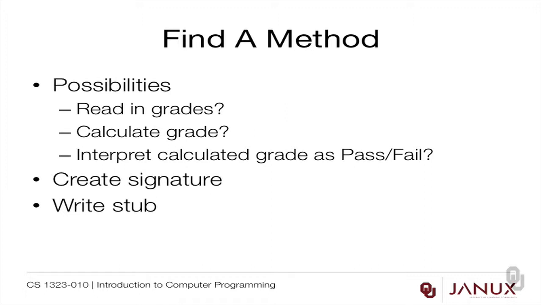So let's find a method. There's several possibilities. Reading in the grades would be one possibility, calculating the grades would be another, and interpreting the calculated grades as pass or fail would be a third. Now we really need to think this through before we just start hacking away at code. We've got a problem if read in grades becomes a method, because at this point we don't know how to store the things that we read in. And so what that means is if we read them in one method, we won't have access to them. So that isn't going to work.